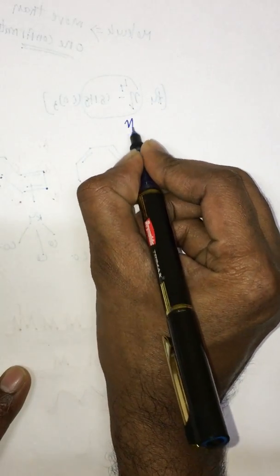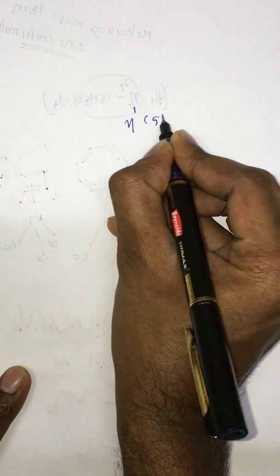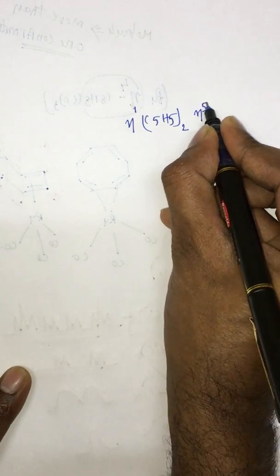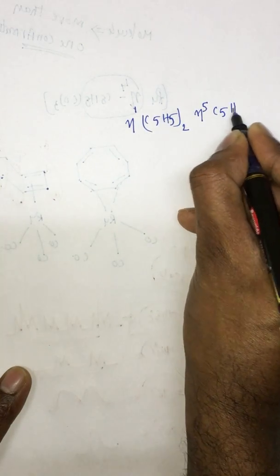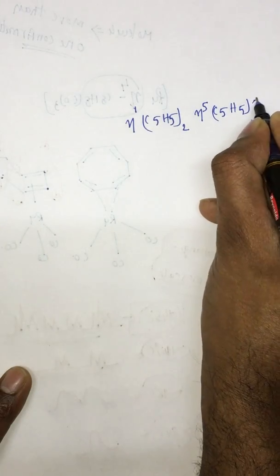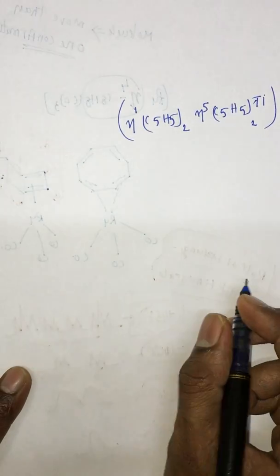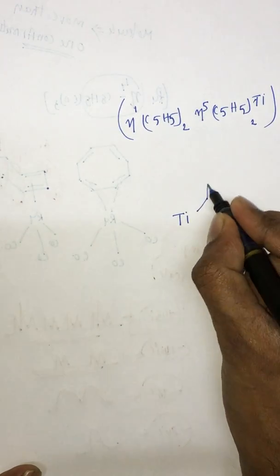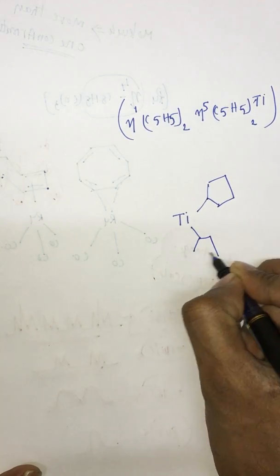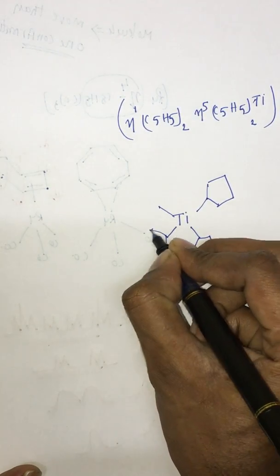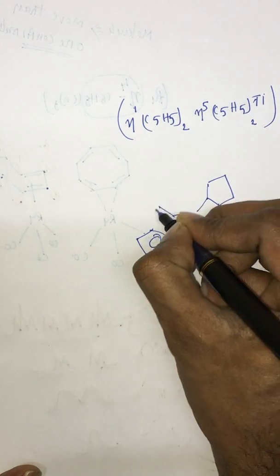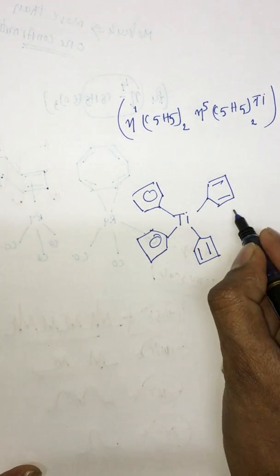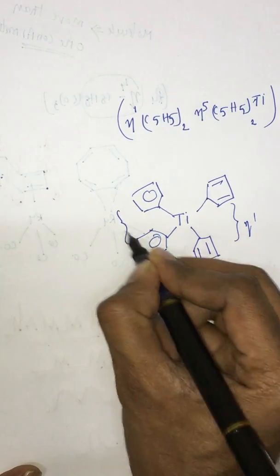We have (η1-C5H5) twice, and (η5-C5H5) twice, and titanium. So here we can write this complex like this. These two are η1 and these two are η5.